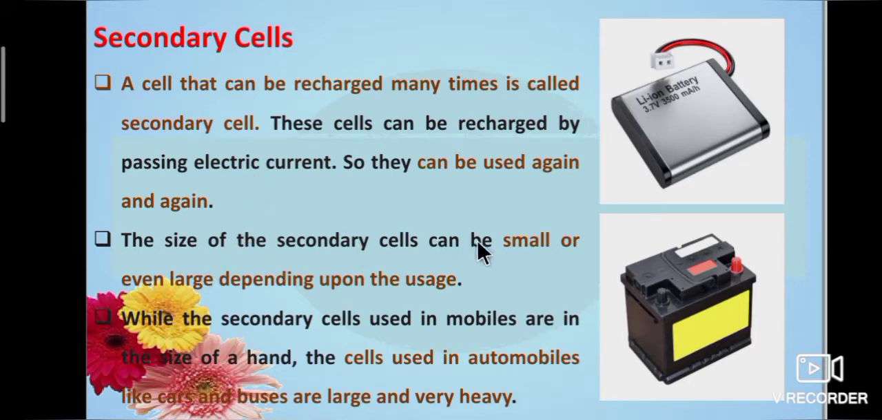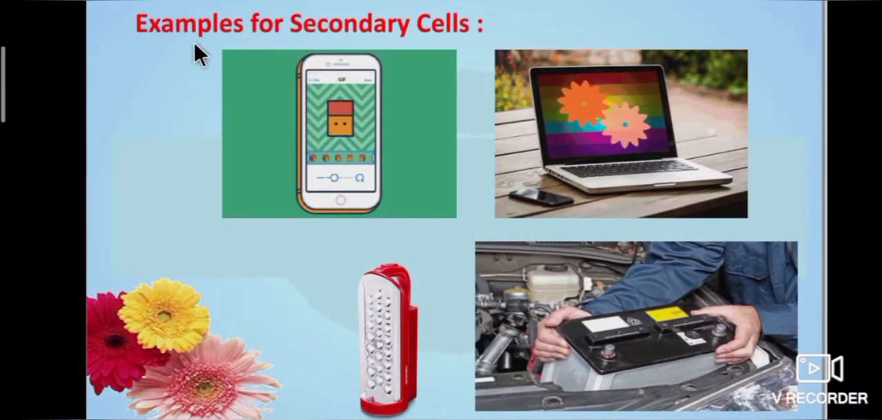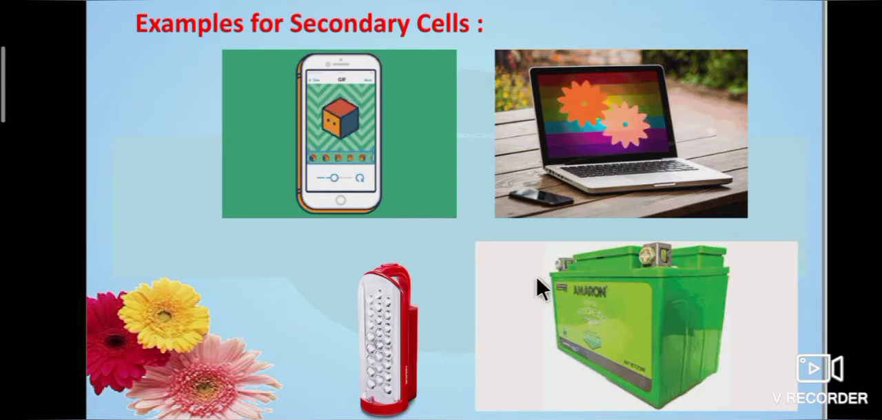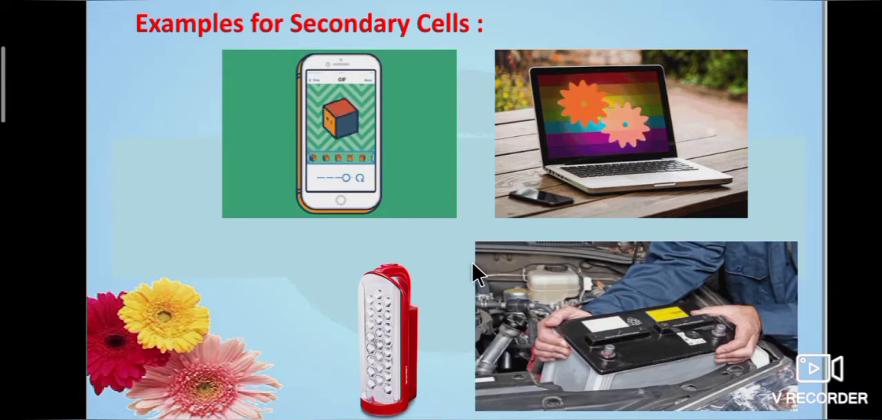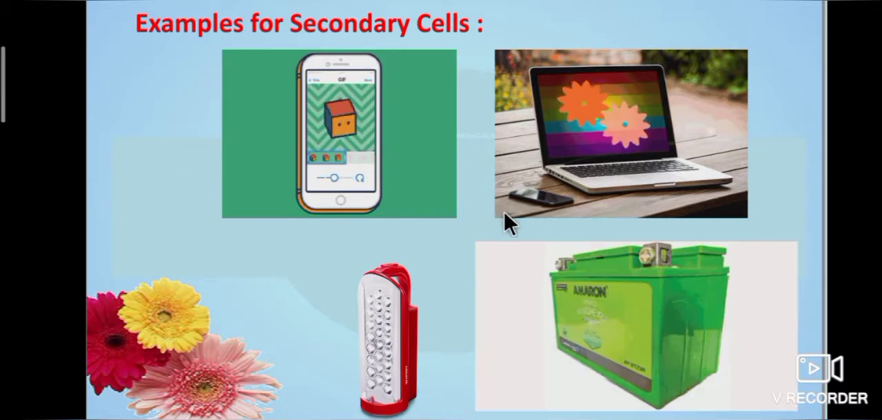The size of the secondary cells can be small or even large depending upon the usage. While the secondary cells used in mobiles are the size of a hand, the cells used in automobiles like cars and buses are large and very heavy. Let's see examples of secondary cells. Mobile phone, laptop, emergency lamp and vehicle battery are examples of secondary cells. Once the battery is drained, we can charge the battery again and again.